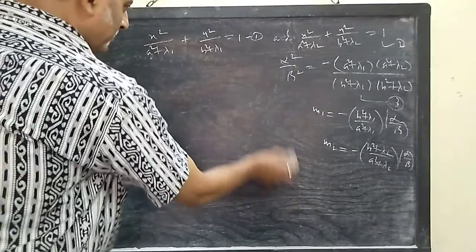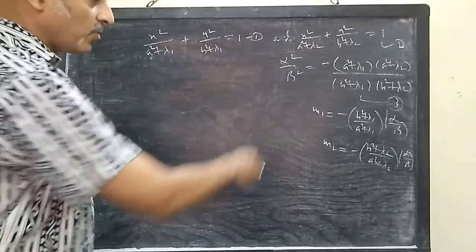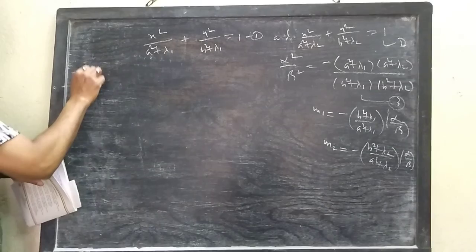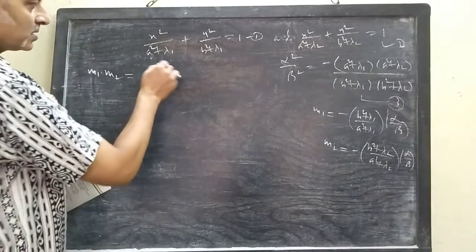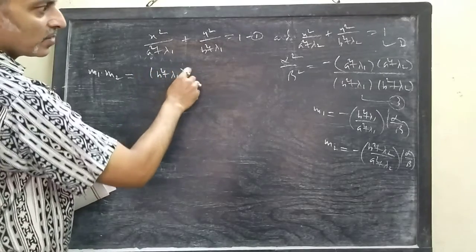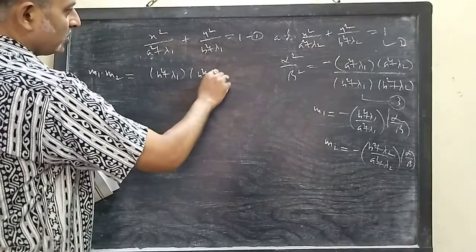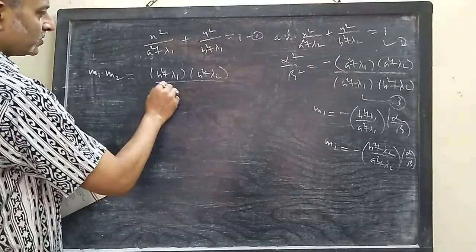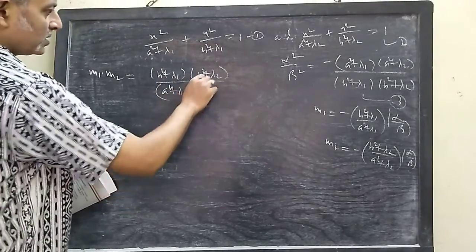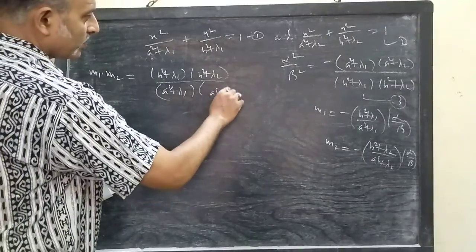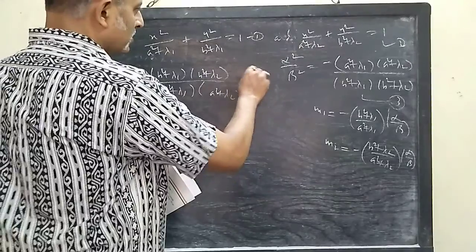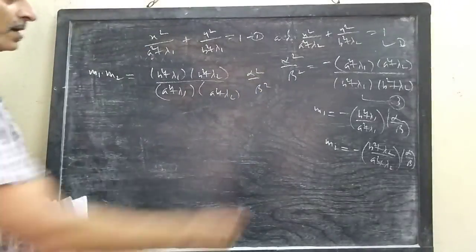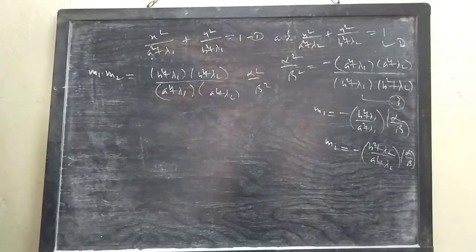Now, to show the curves cut orthogonally, we have to show m1 into m2 is minus 1. Now, m1 into m2 will be minus (b square plus lambda 1)(b square plus lambda 2) by (a square plus lambda 1)(a square plus lambda 2), then alpha by beta into alpha by beta. So this becomes alpha square by beta square.